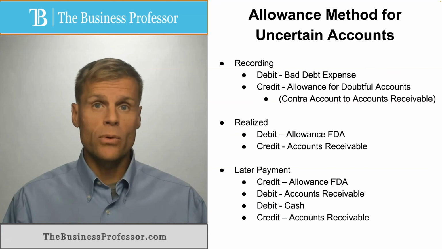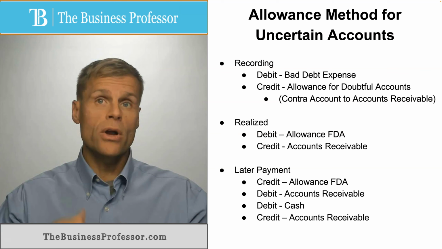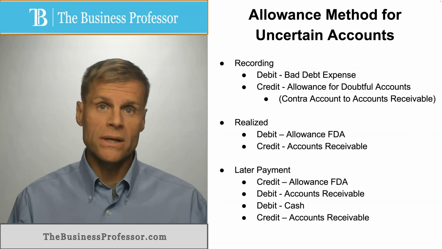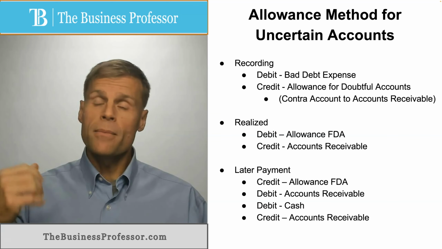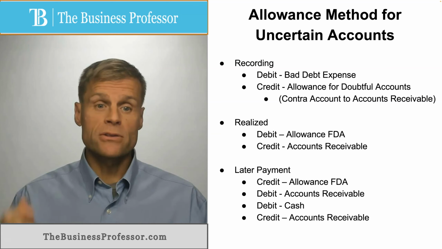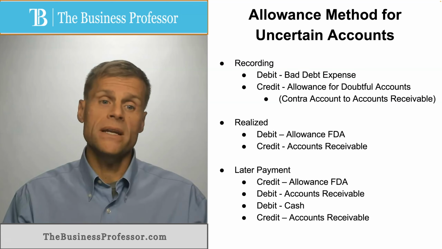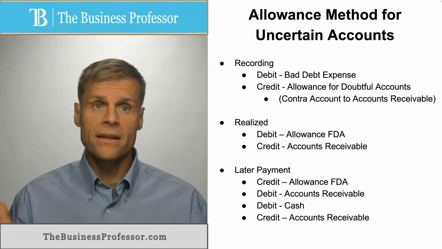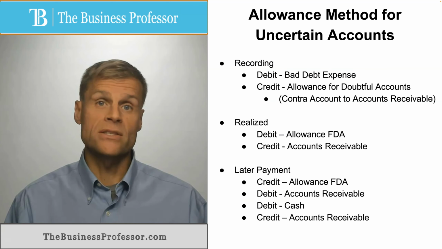Now, if at a later point in time, the defaulted individual comes back and actually pays the debt, at that point in time, you would reverse the transaction by crediting the allowance for doubtful accounts. You would debit the accounts receivable. Of course, you've received money, so you would debit cash, and then you would credit your accounts receivable, and thus the accounting equation would balance.